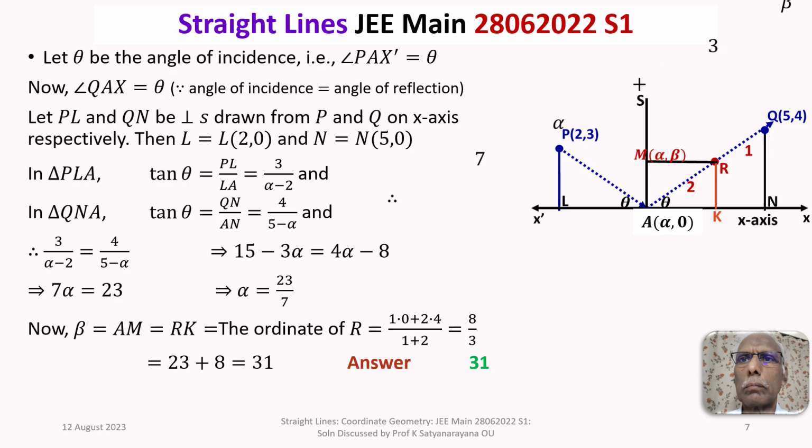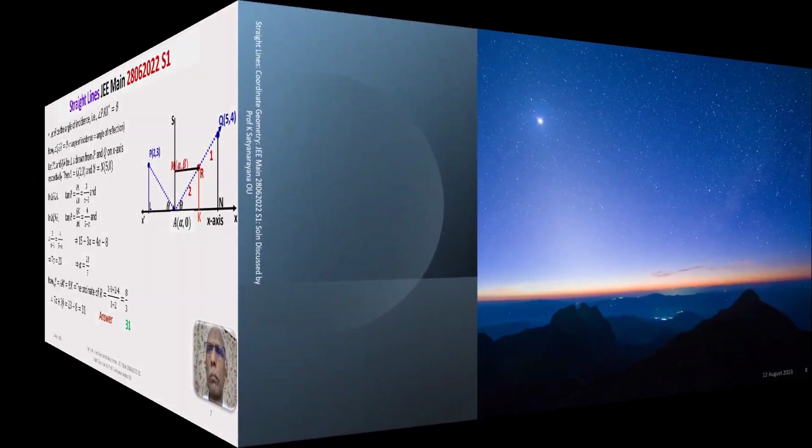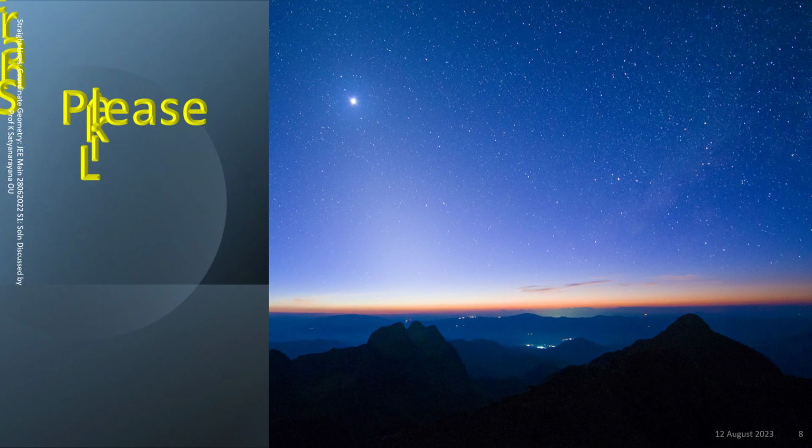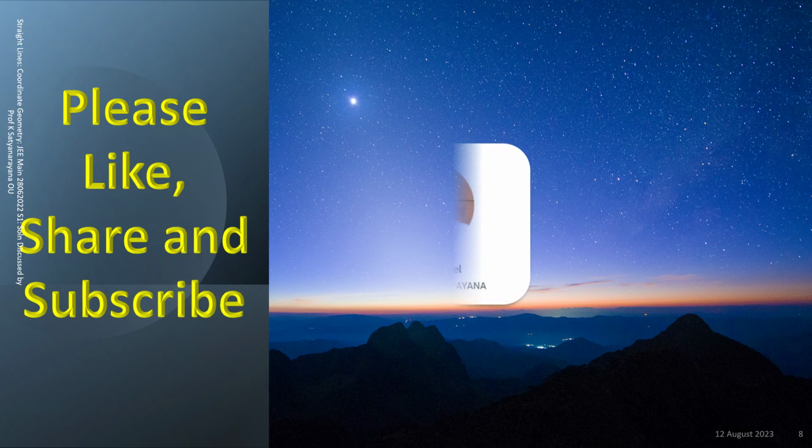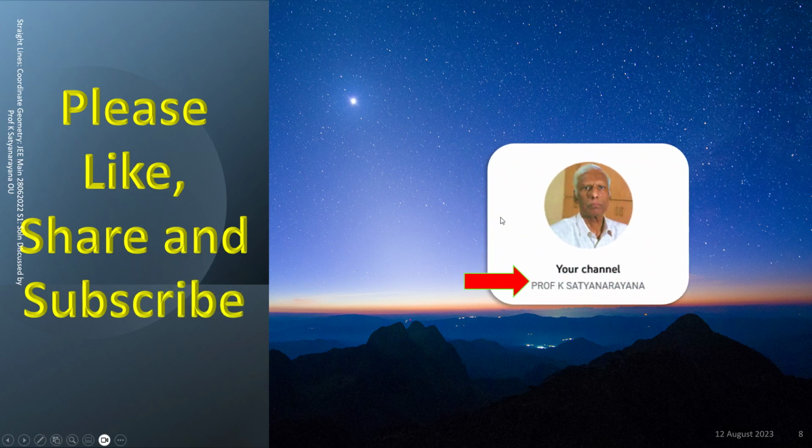So that is the detailed discussion of the solution of the problem, which is related to straight lines from coordinate geometry. I am sure that you have understood the solution of this problem.